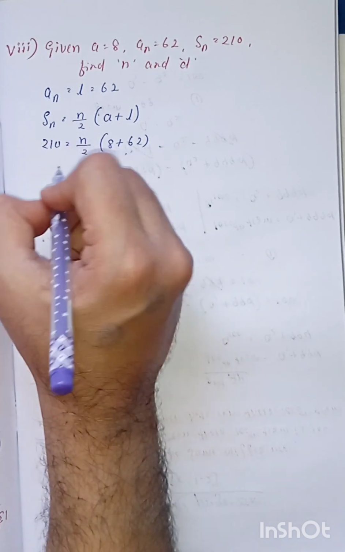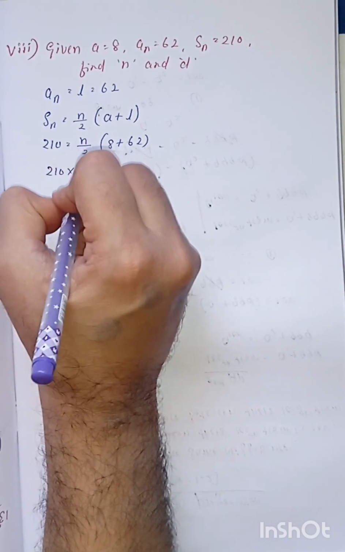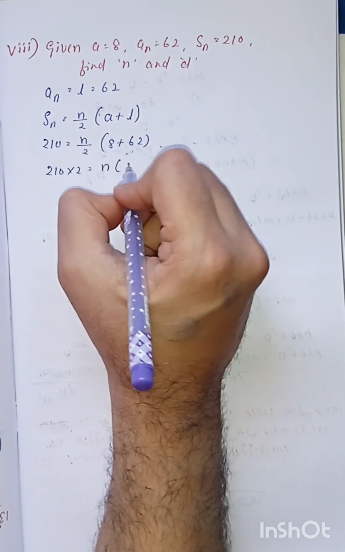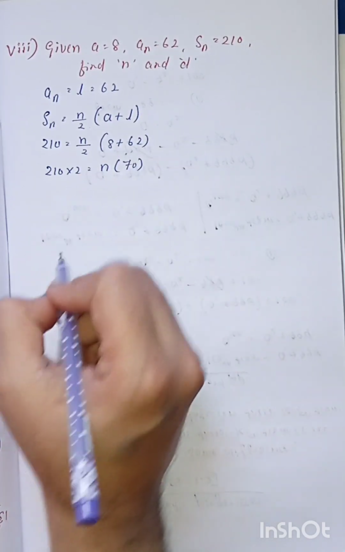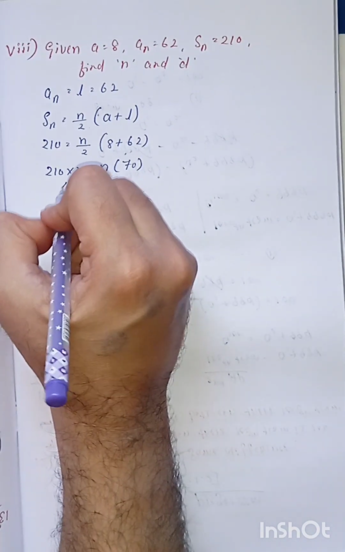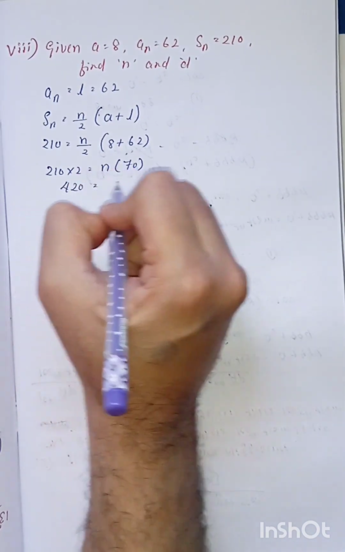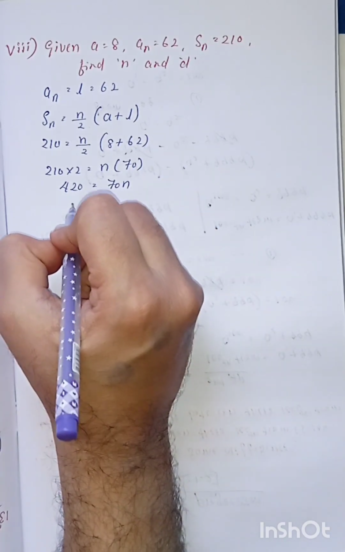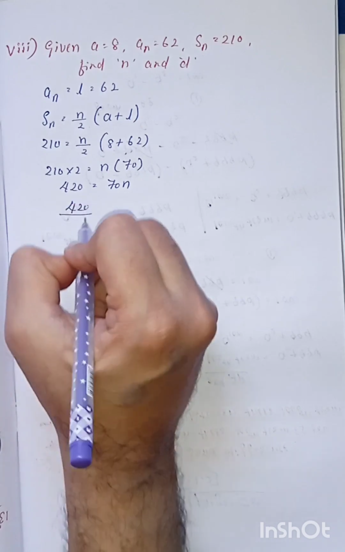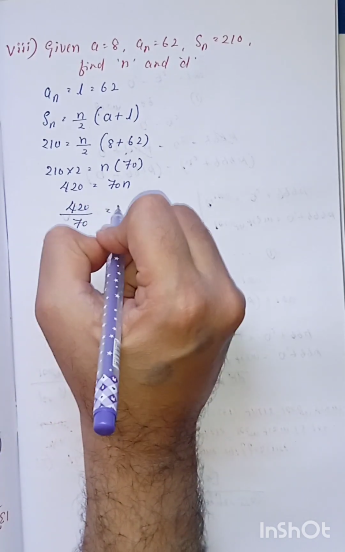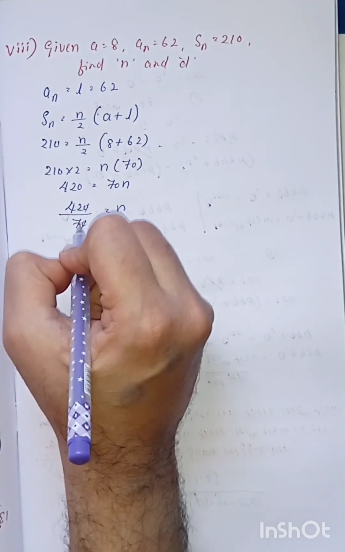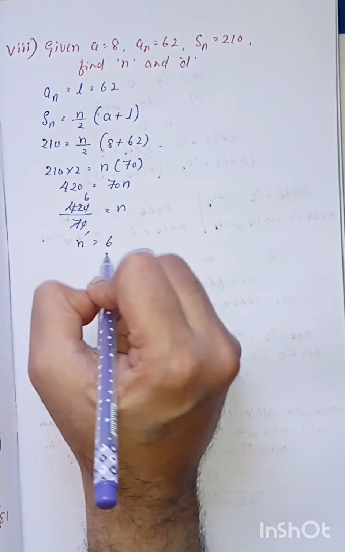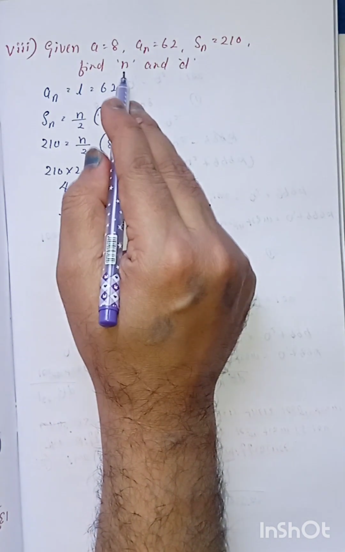Next, you can do cross multiplication. 210 into 2 equals n into 62 plus 8, that is 70. Now just multiply this. You will get 420 equals 70n. In the next step, 420 by 70 equals n. 0 0 cancel, 7 1s are 7, 7 6s are 42. Therefore n equals 6. We got the value for n.